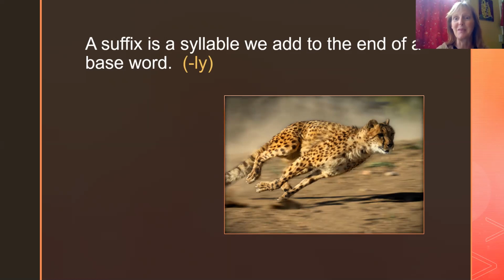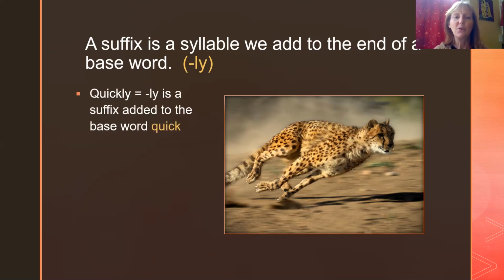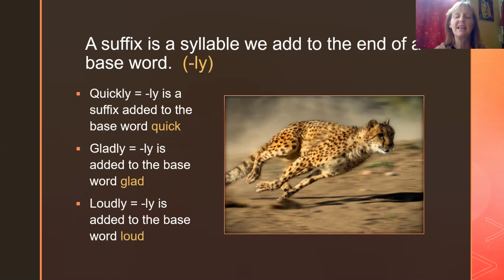Okay, so let's talk about one particular one. Quickly: the "ly" is a suffix added to the base word quick. So "ly" added to quick makes it quickly, which actually turns it into an adverb, to describe an action. Gladly: "ly" is added to the base word glad, so we get gladly. Loudly: "ly" is added to the base word loud, making loudly.